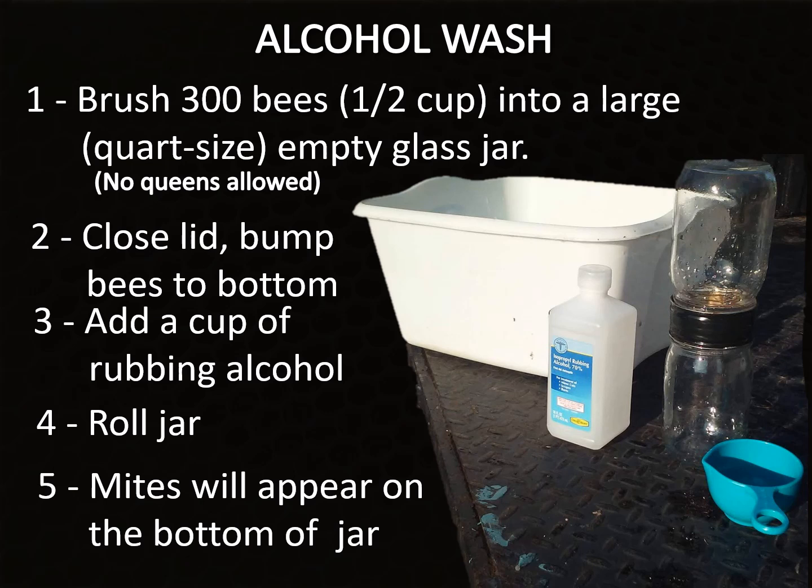You're going to close the lid, and then bump the jar down so that the bees fall to the bottom. You're going to add a cup of rubbing alcohol, and roll the jar around. And then you're going to turn that back over and dump it out onto your white surface. This is easier to count than maybe being able to see them at the bottom of the jar. They actually make special plastic little jars to do this with. Very handy, I suppose.